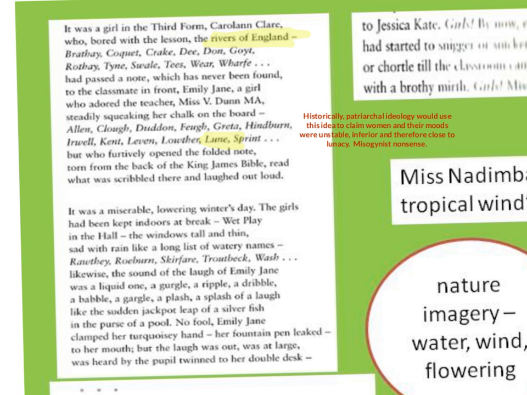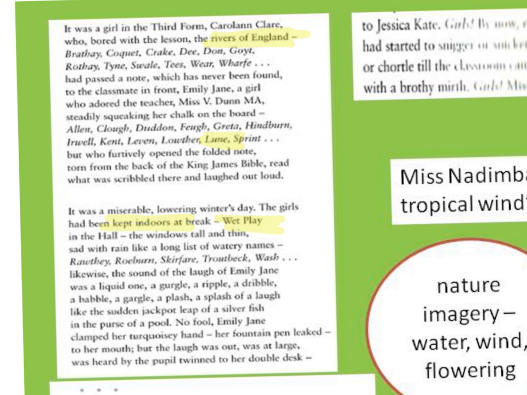Part of écriture féminine was the idea that women can often and should often write from the body as a way of challenging patriarchal language. But we do see the spread of lunacy, and that is very much celebrated in this poem as a liberating effect. You'll notice here the girls have been kept indoors, another example of repression, wet play. However, let's move to this bit where we have the laugh of Emily Jane.